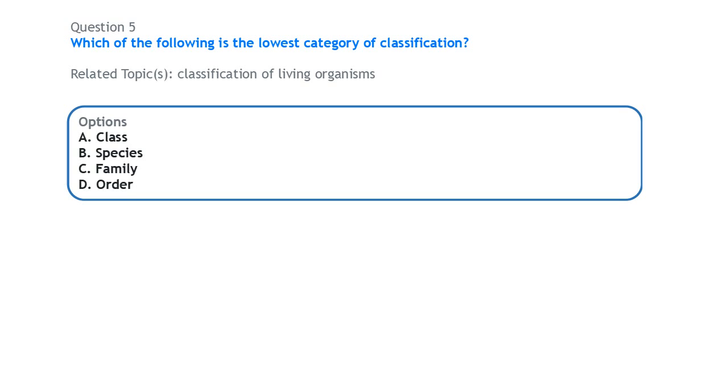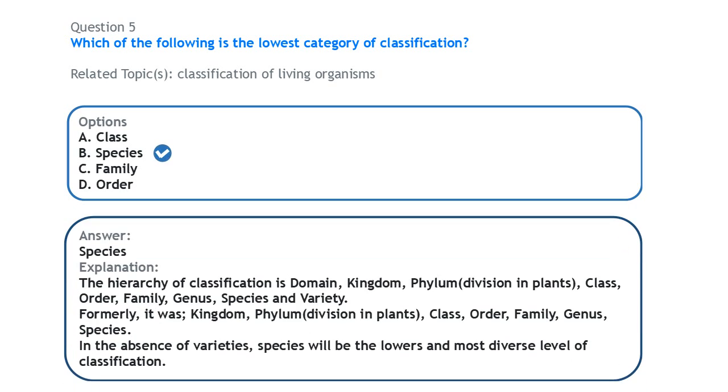Next, which of the following is the lowest category of classification? The hierarchy of classification is: domain, kingdom, phylum, class, order, family, genus, species, and variety. But in discussion, especially at O level, the domain and the variety are usually omitted. So we have from kingdom to species. The highest is the kingdom and the lowest is the species. From the given options here, we have the species as the lowest category of classification.